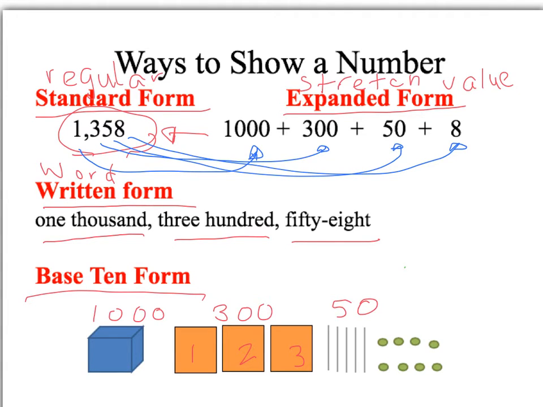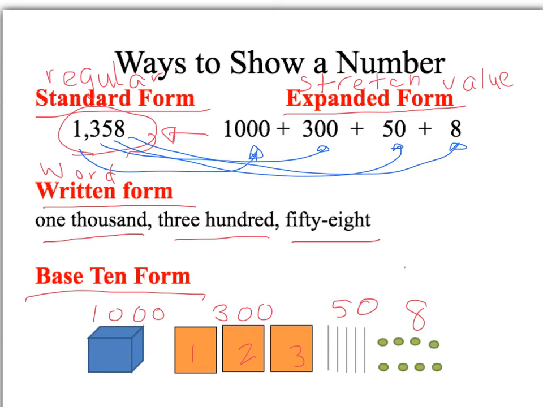And then our last one is 8. We have 8 of the little ones. Now you can use little squares. I like to use circles or dots so as not to get mixed up with the squares that we use for the hundreds place.